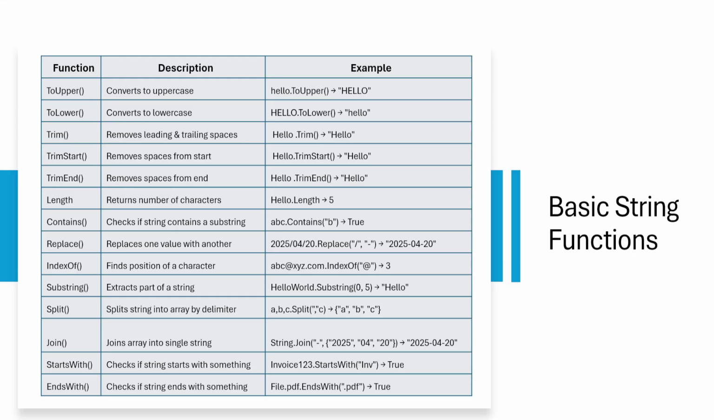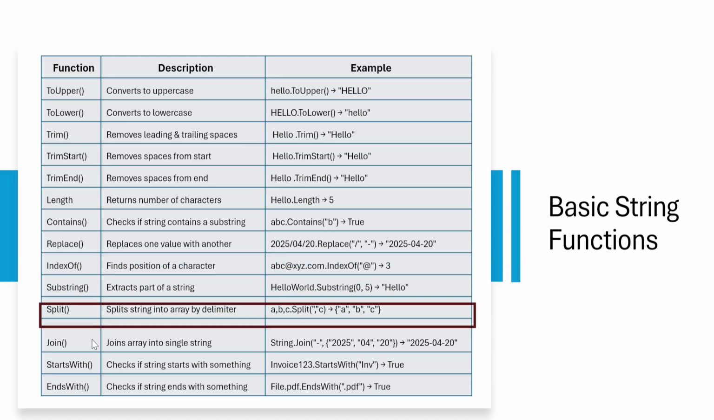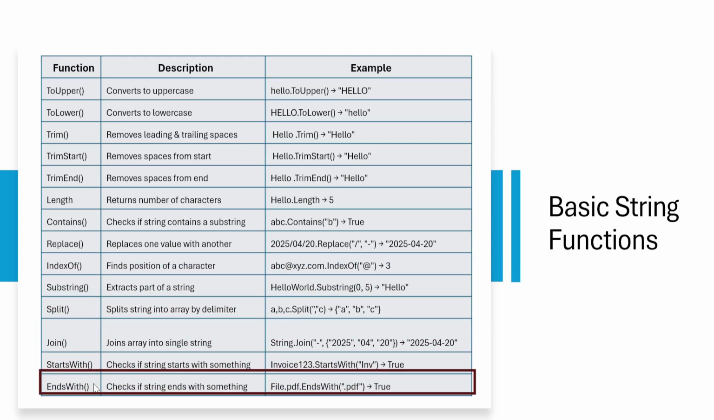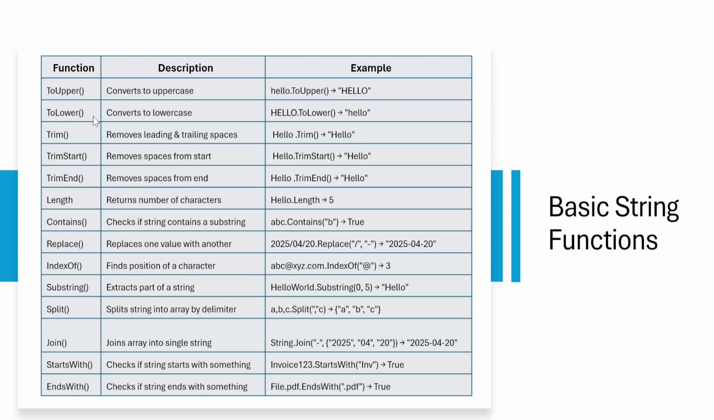So now let's see some basic string functions. You can see here we have ToUpper, ToLower, Trim, TrimStart, TrimEnd, Length, Contains, Replace, IndexOf, Substring, Split, Join, StartsWith, EndsWith. These are some basic string functions which you can use in UiPath. ToUpper is to convert the string to uppercase, ToLower is to convert to lowercase, Trim is to trim the leading or trailing spaces, TrimStart works the same as Trim, but it removes the space from the start, TrimEnd removes the space from the end.